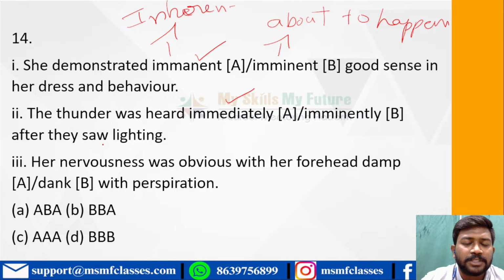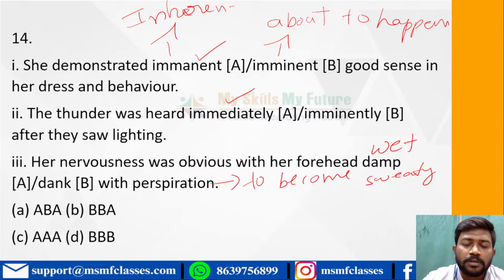Next, her nervousness was obvious. Obvious means clear. With her forehead damp or dank. Damp is nothing but become wet. Dank is good. The meaning of dank is good. Damp is to become wet. With perspiration. Perspiration means to become sweaty. So perspiration is to become sweaty, and here damp.